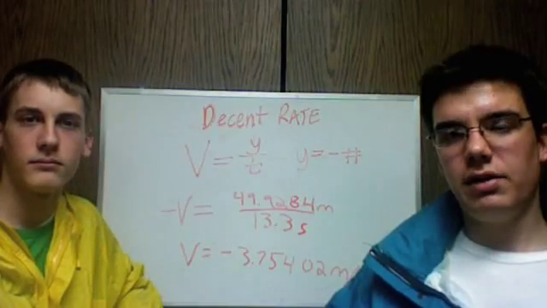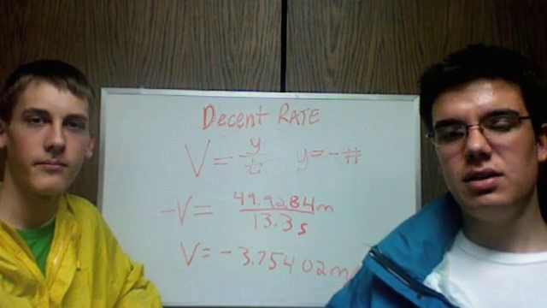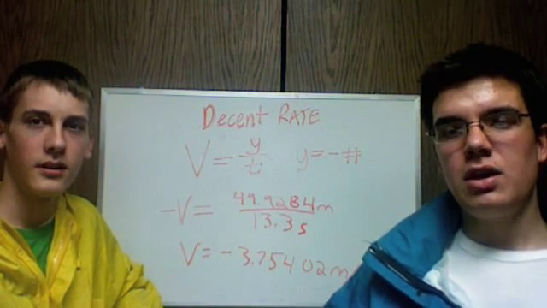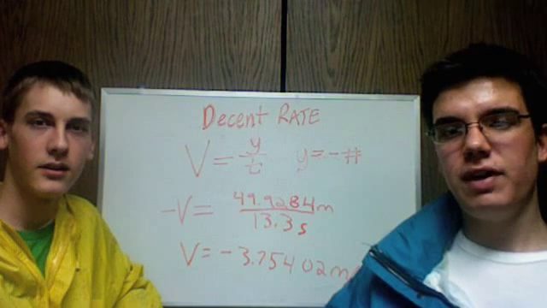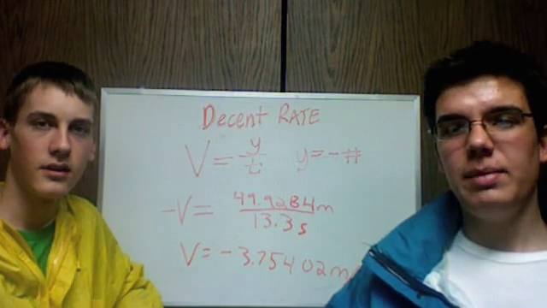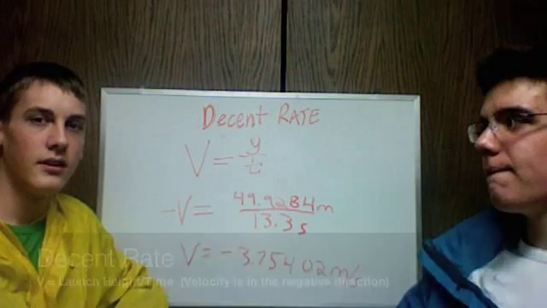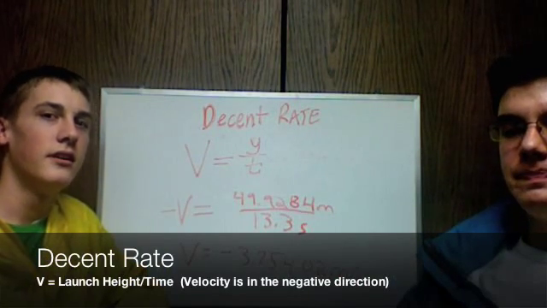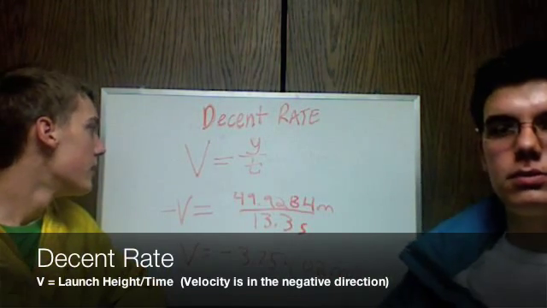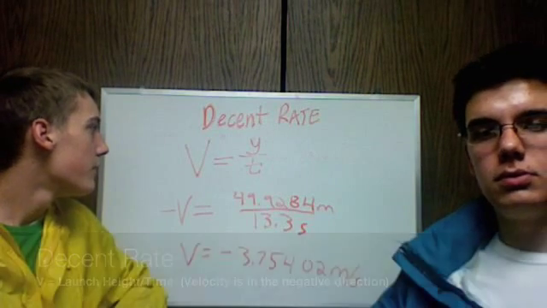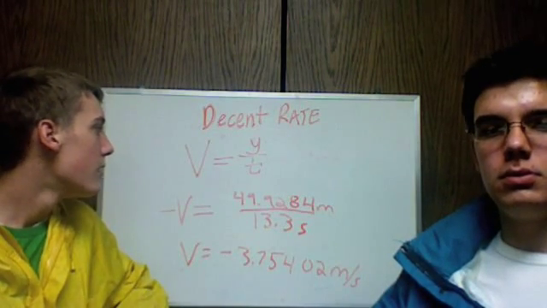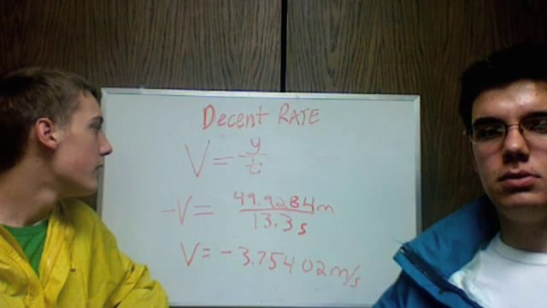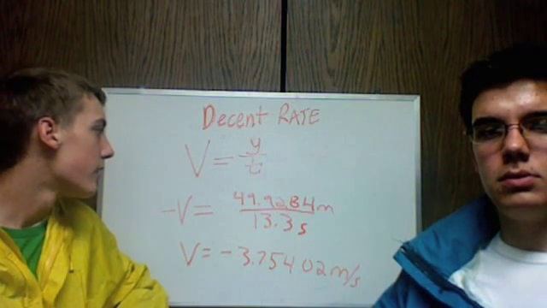We also calculate the time from the apex to the time it hit the ground. Using the information that we just found of the launch height, we are now able to find the descent rate. The equation for descent rate is v equals y over t. Y is 49.9284 meters, and then divided by t, 13.3 seconds.